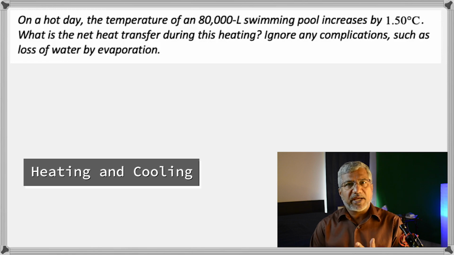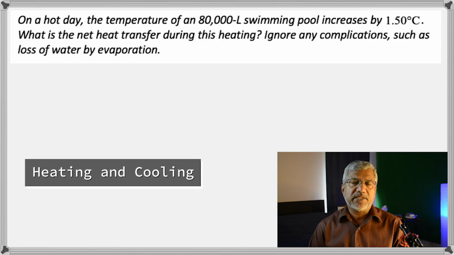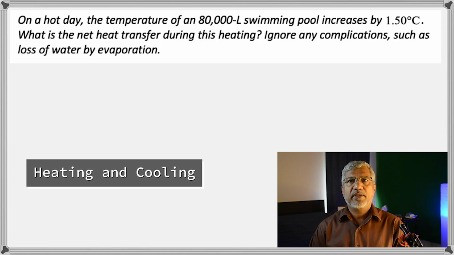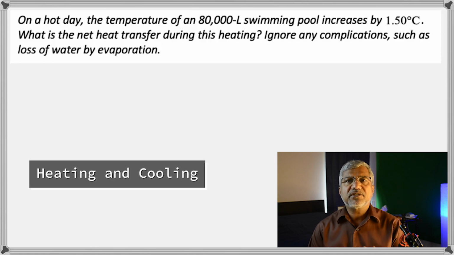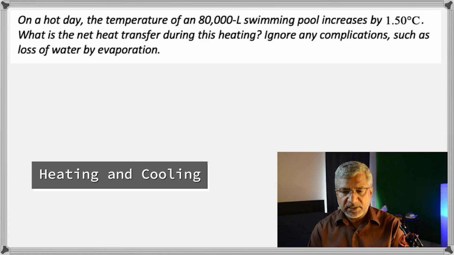So first you get the mass of water, and then you have the change in temperature, and then you need to know the specific heat of water, which will be given: 4,186 joule per kilogram per Celsius. So once you have these three quantities, it's just a matter of using the formula to multiply these three quantities and find the heat transfer.